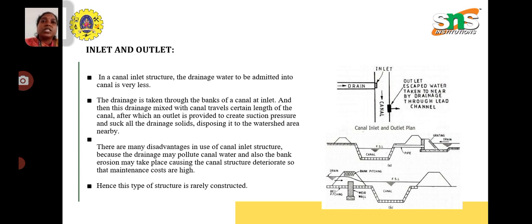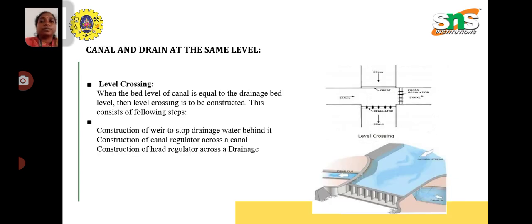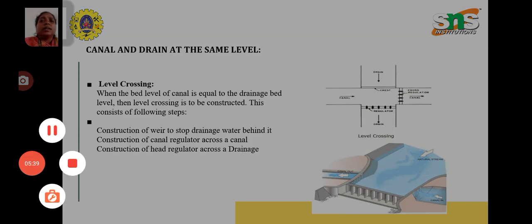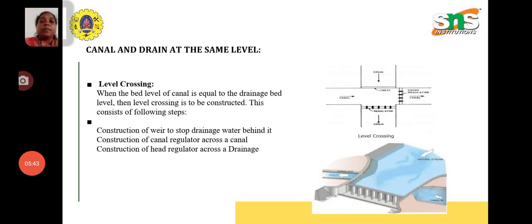Coming to the functions of the level crossing, it is a peak time. It is a supply time of the canal water parallel to the drainage. Both the regulators are open to clear the drainage water from that of the canal for a certain time interval. Okay, students, we will see more clearly about the level crossing in the next session. Thank you.